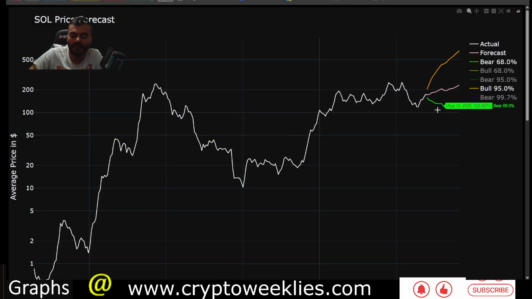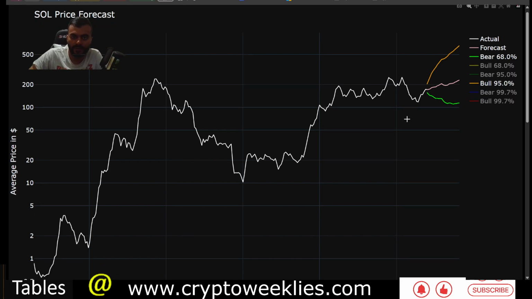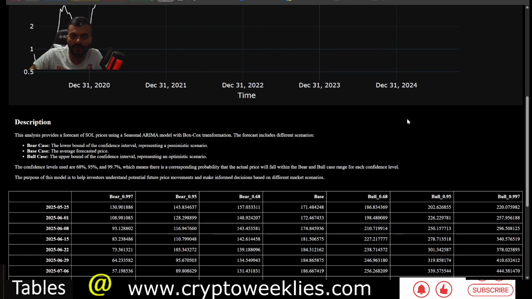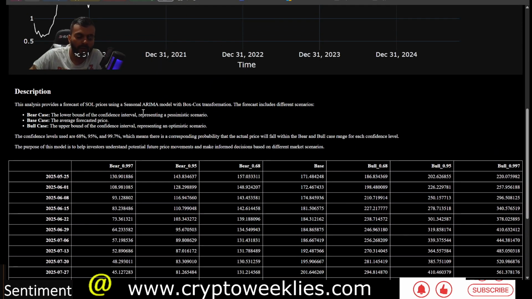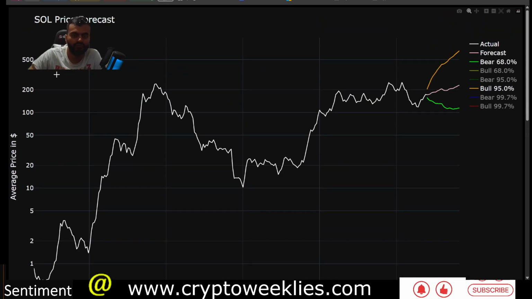In terms of this machine learning based price forecast, you can see it in a tabular format at the bottom of your screen, and how they are calculated is described on this page, so you can take a look at that.